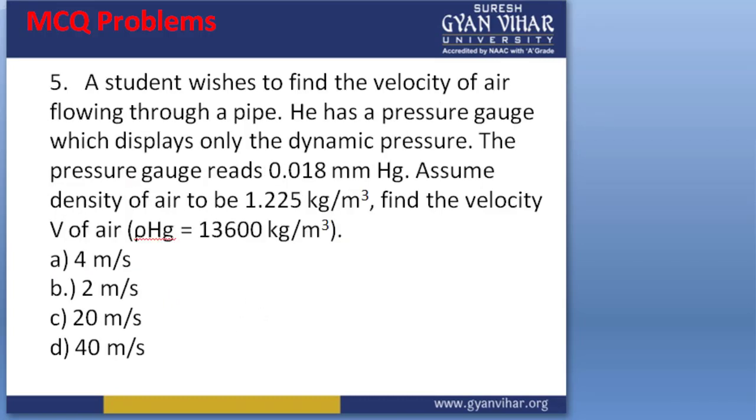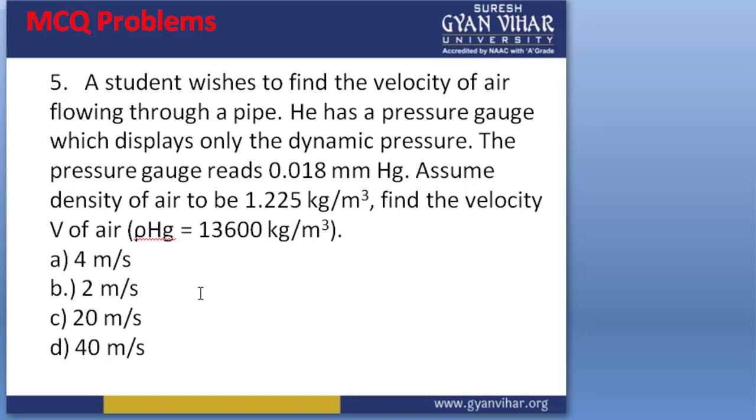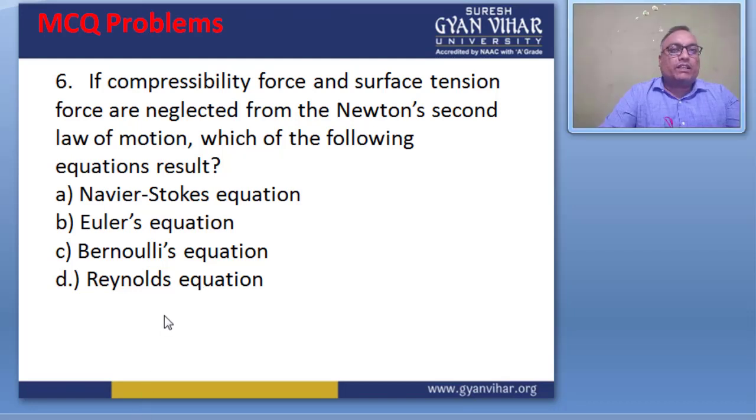Then move to the next question. In this, if you solve this question, then you will get B. This is 2 meter per second. This is the correct answer for this question. And then move to the next question: if compressibility force and the surface tension force are neglected from Newton's second law of motion, which of the following equations results? Navier-Stokes, Euler equation, Bernoulli's equation, and Reynolds equation. So Reynolds equation gives the good result for this case.